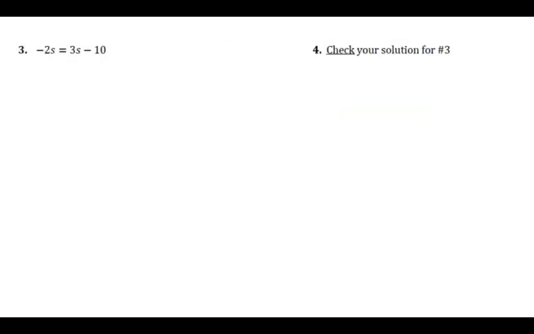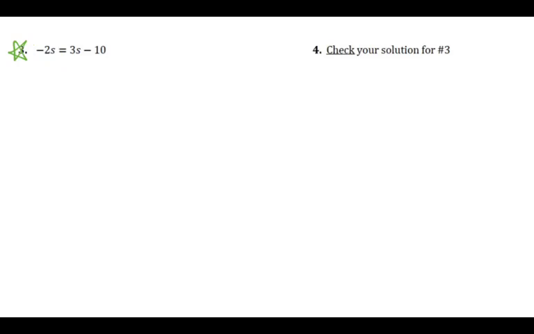Okay. Number 3. So number 3, once again, I do still have variables on both sides, so I'm going to pick one to move. Now, please be very, very careful with this one, because when you pick a variable to move, you should never move the one that is already by itself. So right here, if you'll notice my negative 2s, it does not have anything else added or subtracted from it, so I'm actually going to leave that one alone.